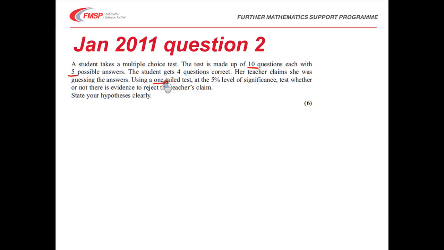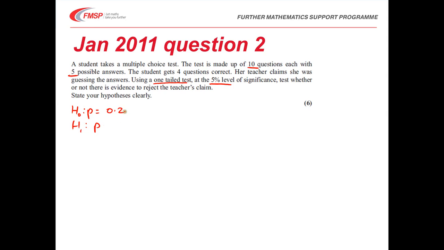Her teacher claims she was guessing. Use a one-tailed test at 5% significance to test whether or not there is evidence to reject the teacher's claim, and we're asked to state hypotheses clearly. Okay, so firstly, this is a parametric test, as they all are on Statistics 2. So we use our parameters to test. So H0, we need to state that p is equal to 0.2, and we need to state that our alternate hypothesis is p. Now it's a one-tailed test.